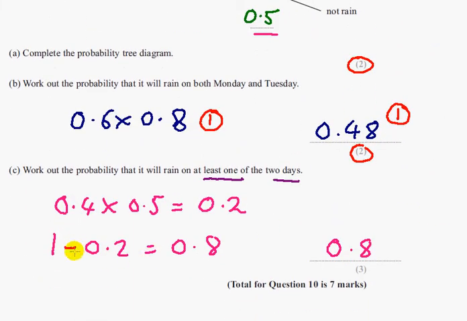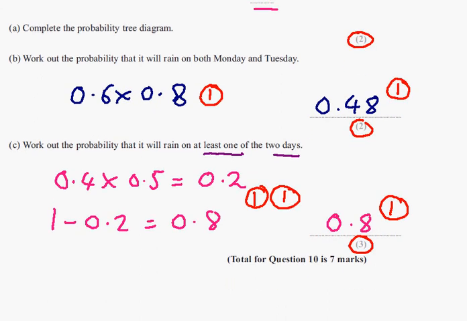Okay, so this is a 3-mark question. Let's have a look at how you get those marks. So you get 2 method marks. Now if you chose to work out the probability of it not raining and not raining, like I have here, then take away from 1, you get 2 method marks here. That's 1 take away that probability, that's the method marks, and you get 1 for the final answer of 0.8.